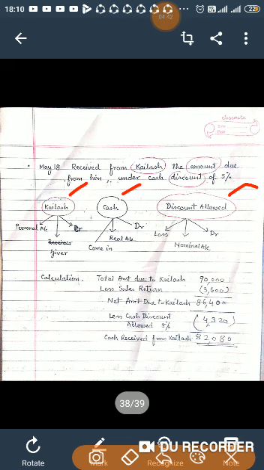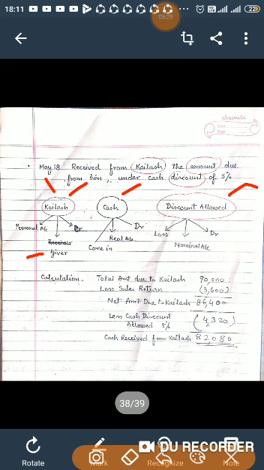Kailash is a personal account. He is a customer. He is making payment to us. He is a giver of cash, as well as we are allowing him discount. So he is a giver of loss also, because whatever discount we are allowing to Kailash is a loss for the business. So Kailash is giver of cash as well as giver of loss to the business. So we will credit Kailash with the amount of cash he is giving as well as the amount of loss he is giving, that is discount allowed.